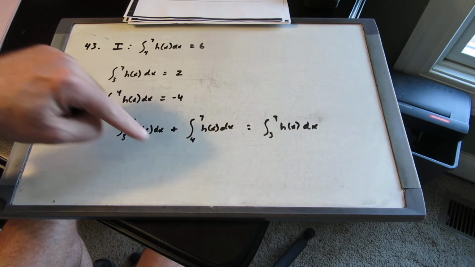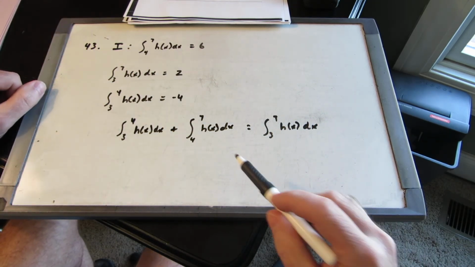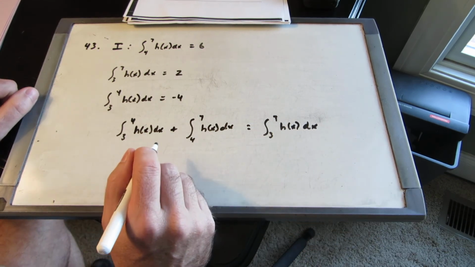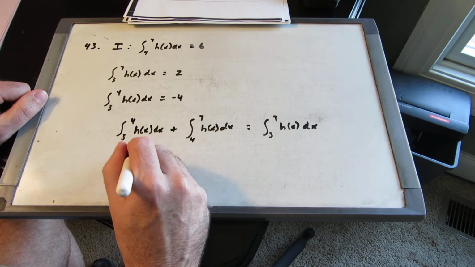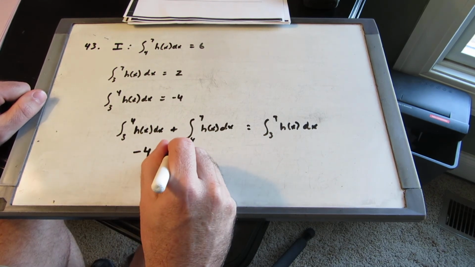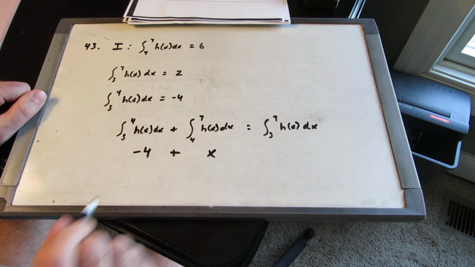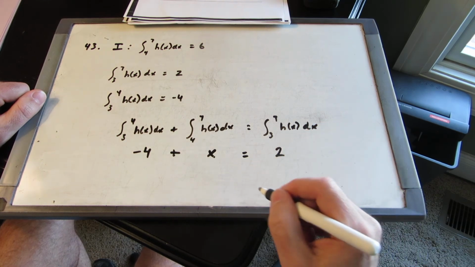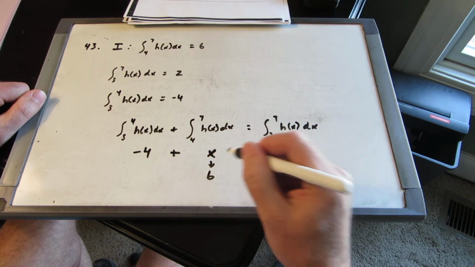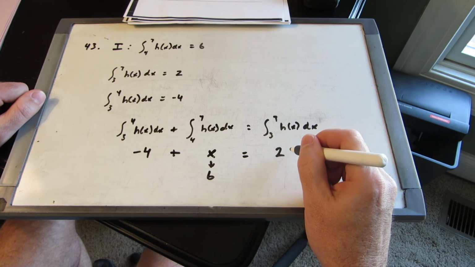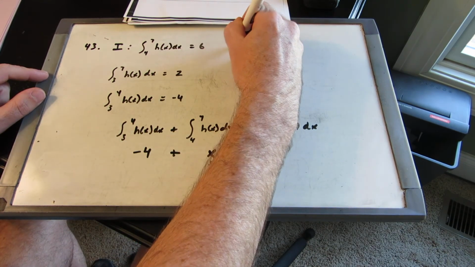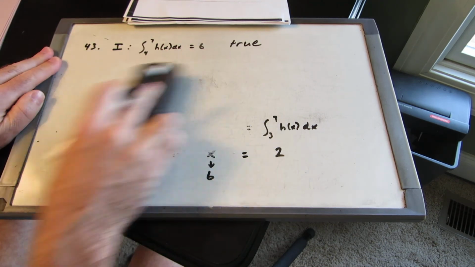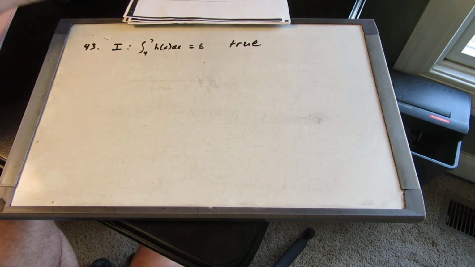So we're just splitting it up: 3 to 7 is 3 to 4 plus 4 to 7. It says 3 to 4 is -4. 4 to 7 we don't know, so we'll call that x. And we know that 3 to 7 has to be 2. So x does have to be 6 in order for 3 to 7 to be 2. So number 1 is true. Pretty cool. If you know how to do it, it's really not that hard.